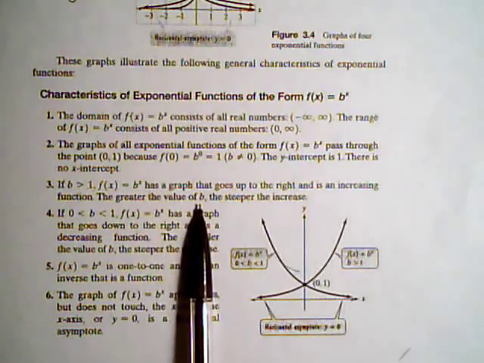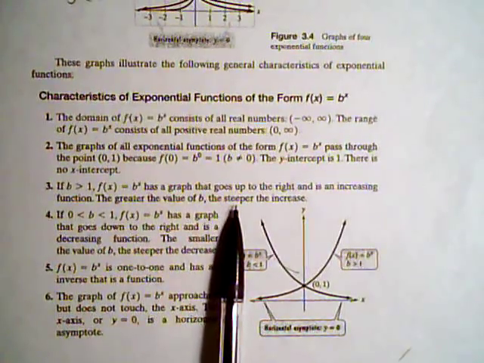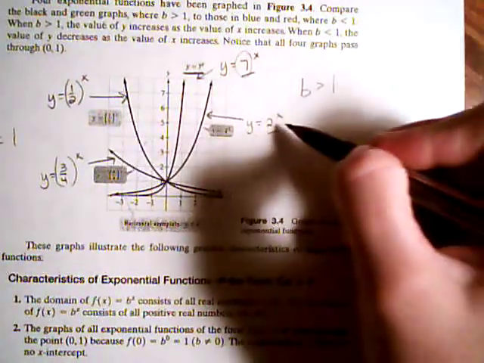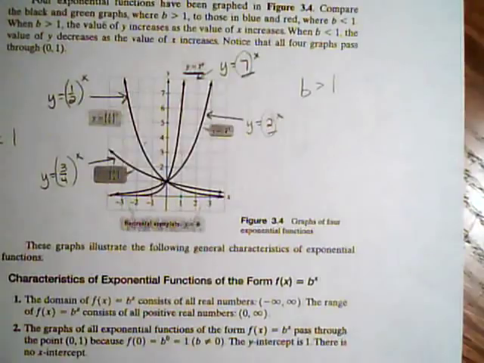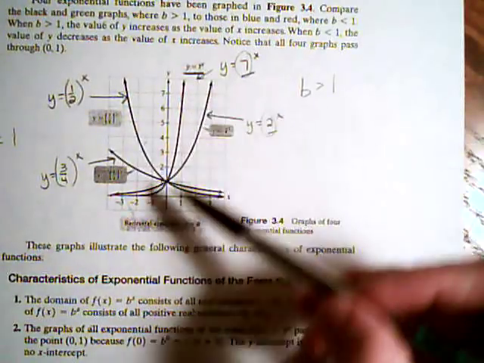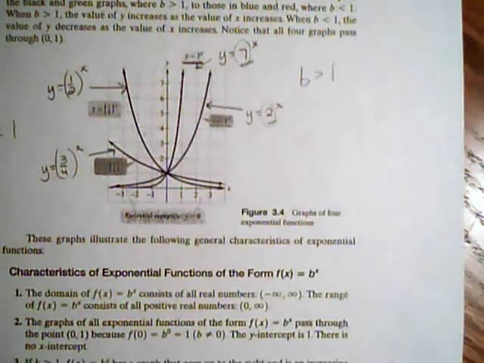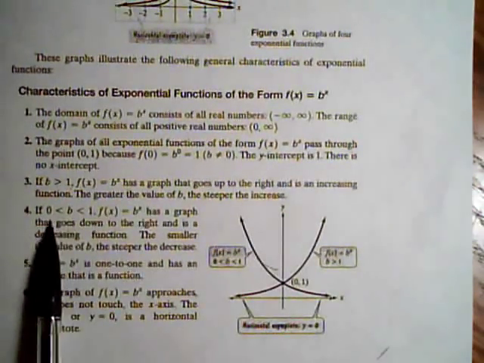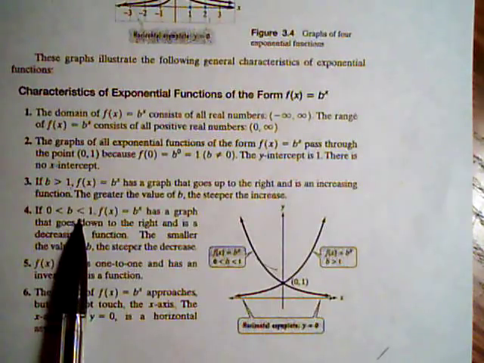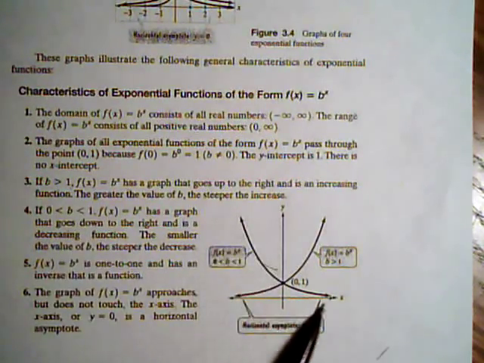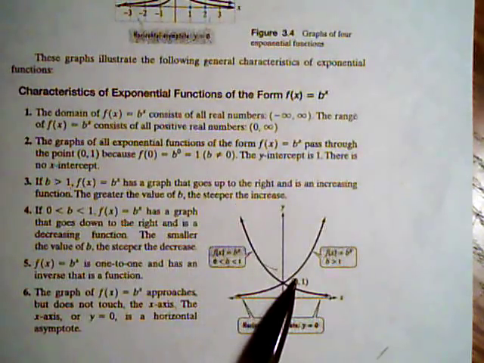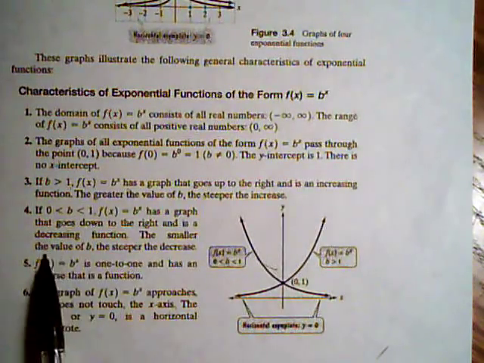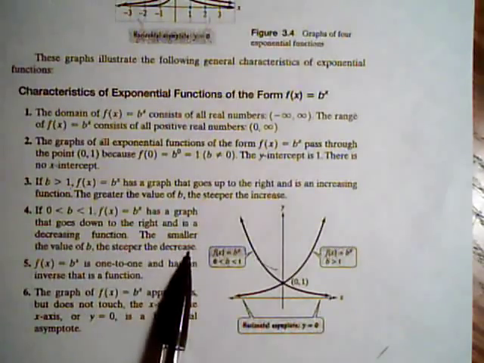The greater the value of b, the steeper the increase. So we can see that. I had a b value of 7 compared to a b value of 2. 7 is much more steep than 2. Then number 4 says if b is greater than 0 and less than 1, then your graph is going to be of this shape, where it goes down to the right and it's a decreasing function. Again, the smaller the value of b, the steeper the decrease.